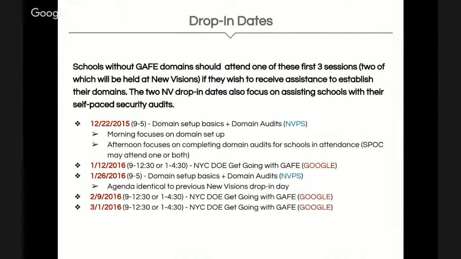And that being said, we're providing some drop-in dates both here at New Visions and through Google to help people get set up with their domains. So schools without domains should attend one of these first 3 sessions. One is before New Year's and 2 are in January, if you want to receive assistance in establishing your domains. The 2 New Visions drop-in dates also focus on assisting schools with domain security audits, which is that spreadsheet that we went through earlier.